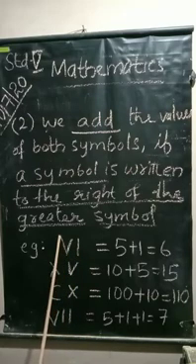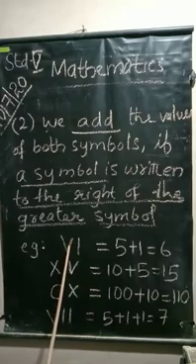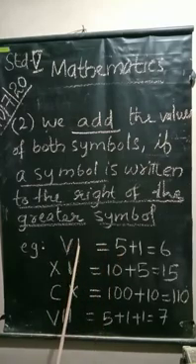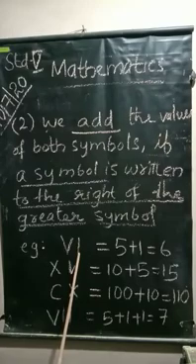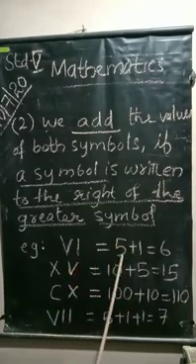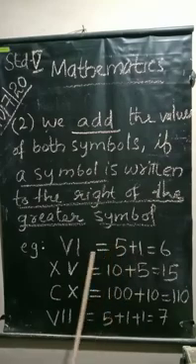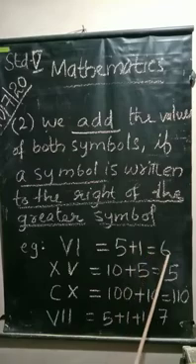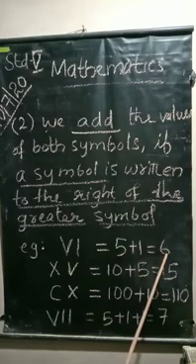Let us take the example. V is the greater number, which means 5. I is the smaller symbol, which means 1. If we add both the symbols or its values together, we get 6.